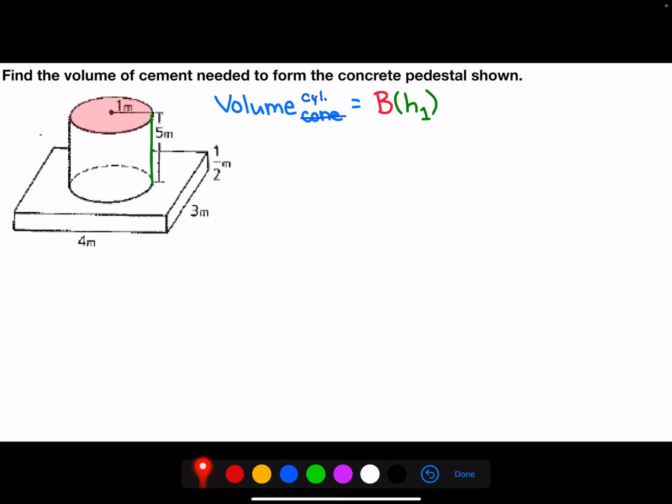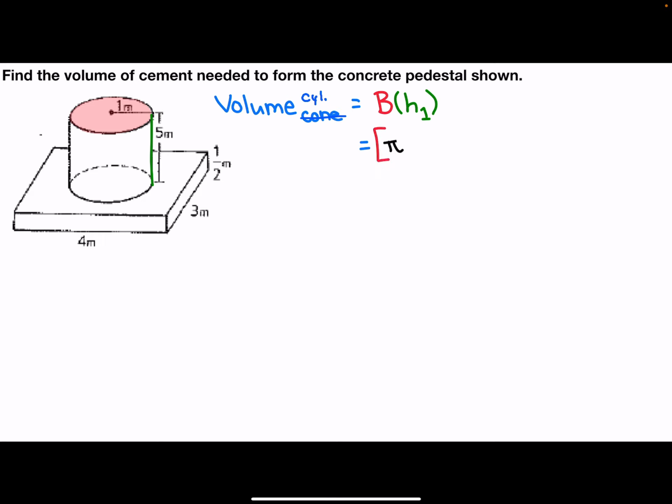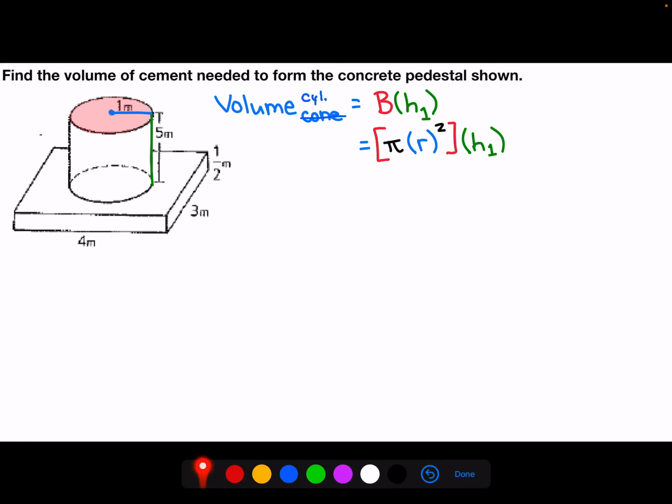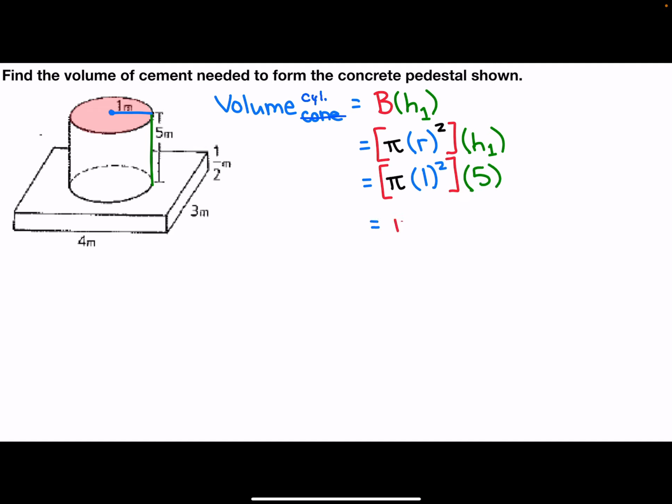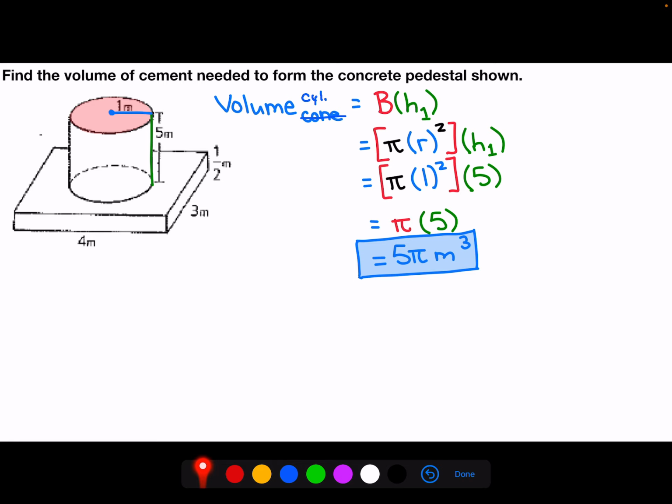We know that the formula for that is big B times H, and since big B is a circle, we'll use pi r squared in place of big B. Of course, looking at this, we see that our radius is 1, and the height of our cylinder is 5. 1 squared is 1. 1 times pi is pi. Pi times 5 is 5 pi. So the volume of the cylinder is 5 pi meters cubed.